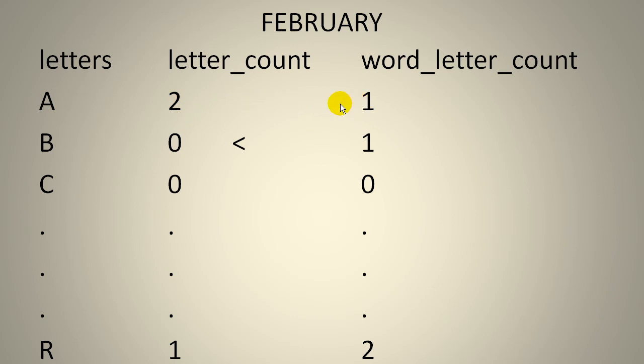So in other words, 1 is less than 2, no problem, just leave it alone. 1 is greater than 0 for the B's. We didn't have a B before, so we need to take that and increase our letter count to match the word letter count, in this case for B. And then we'll look at R and say, okay, well, there's 2. We only had 1 before, so we really need to move that over and make the R's 2. So this is what it would look like after February, and we would continue that through all the months.